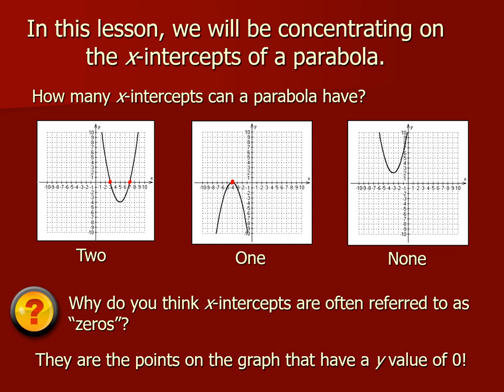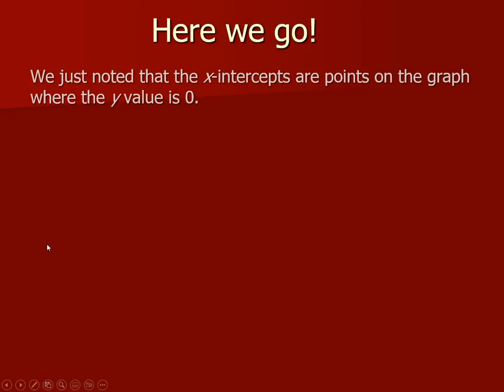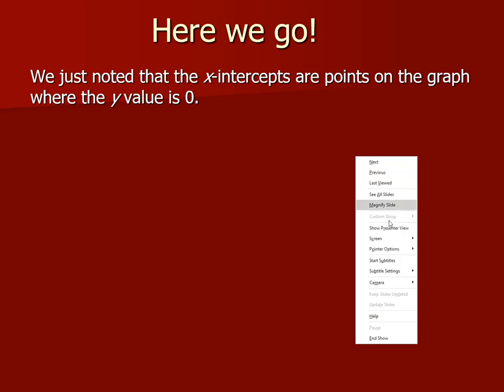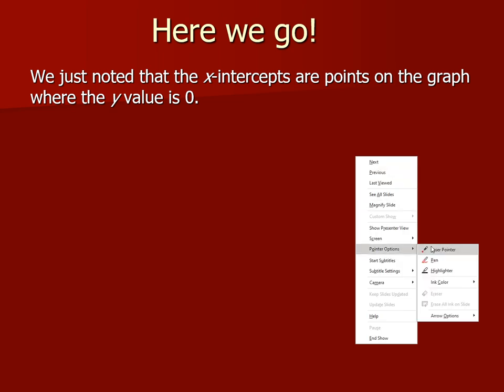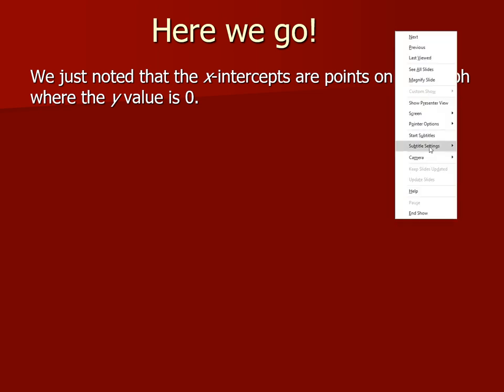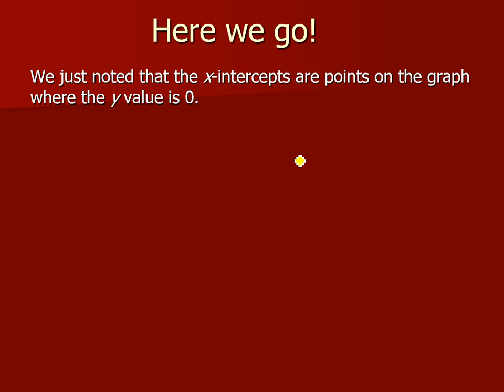Is it good? We're okay? All right. Here we go. We just noted that the x-intercepts are points on the graph where the y value is 0. Can you take a moment and put a big star beside that? I got to go yellow. It doesn't matter what color. Beside that sentence, put a big star. That's the most important sentence of the lesson. X-intercepts are where the y value is 0.